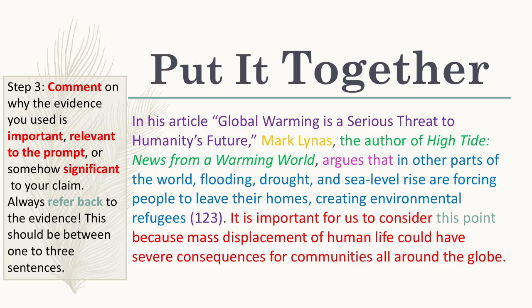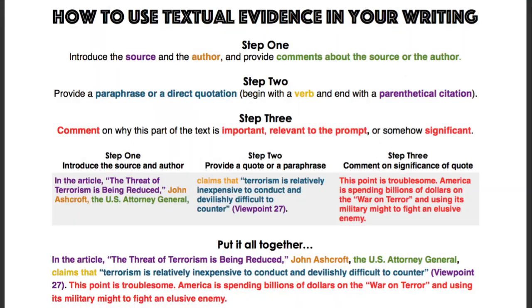So let's review. Step one is to identify the source and the author and provide comments about the source and the author. Step two is to provide a paraphrase or a direct quotation, and we start with a verb and end with a parenthetical citation. And then step three is to comment on how that evidence is important to the point that you're trying to prove, the prompt, or your thesis statement, or your topic sentence, or your claim.